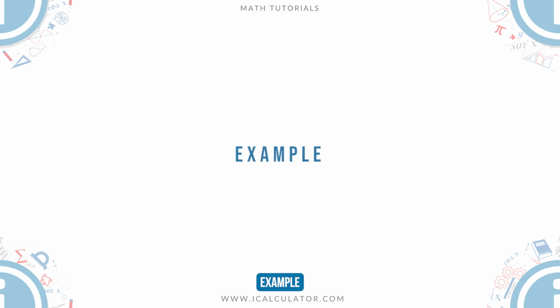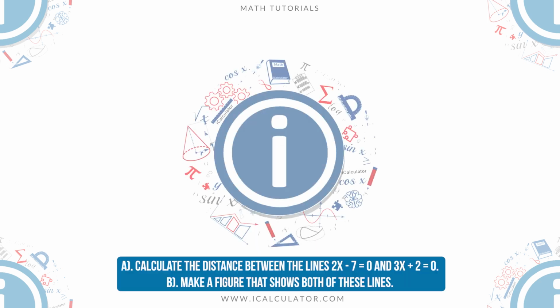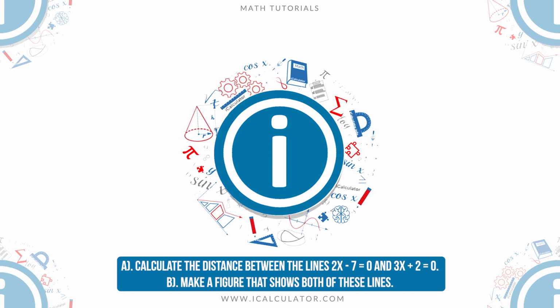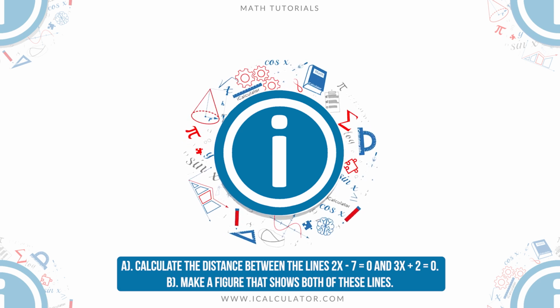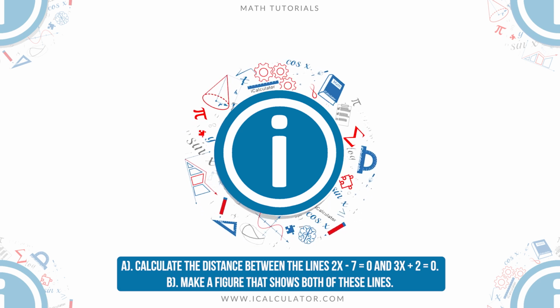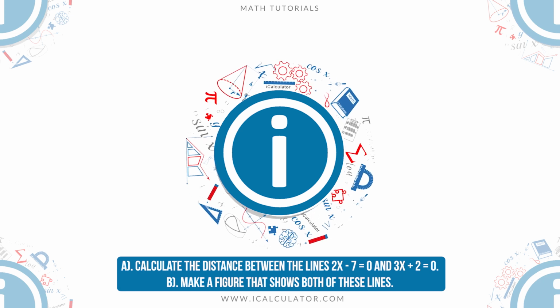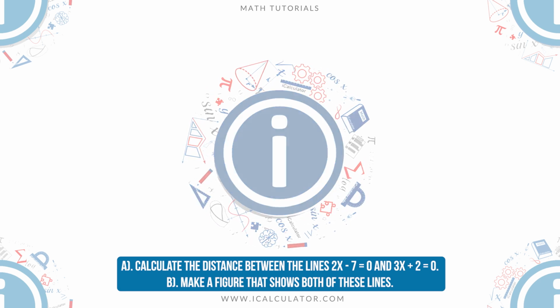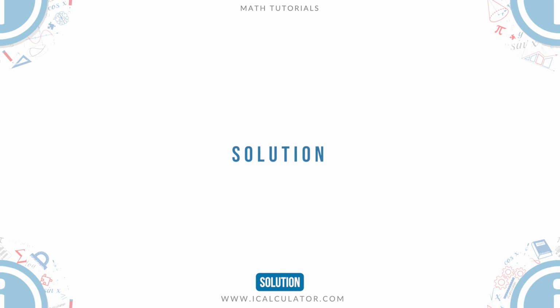Example. A. Calculate the distance between the lines 2x + 7 equals 0 and 3x plus 2 is equal to 0. B. Make a figure that shows both of these lines. Solution.